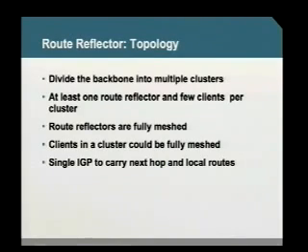So the topology: you divide the backbone into multiple clusters. This is the way to do it. Generally follow the backbone point of presence model. At least one route reflector and a few clients per cluster. Fully mesh the route reflectors. Clients can be fully meshed as well, but generally people don't bother.